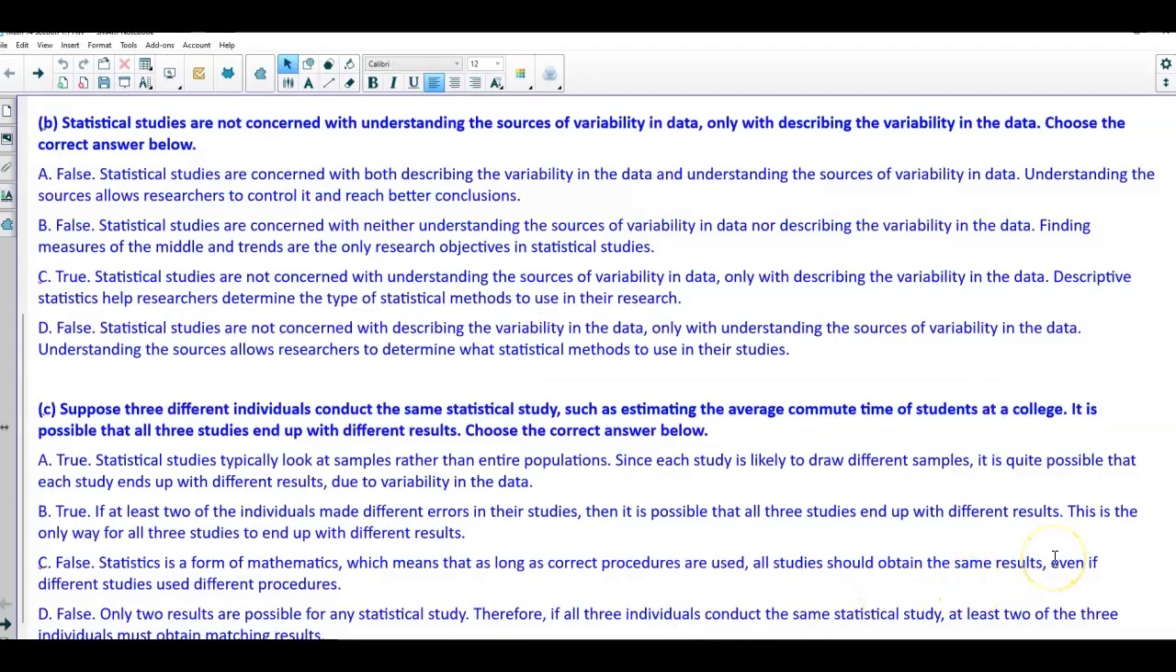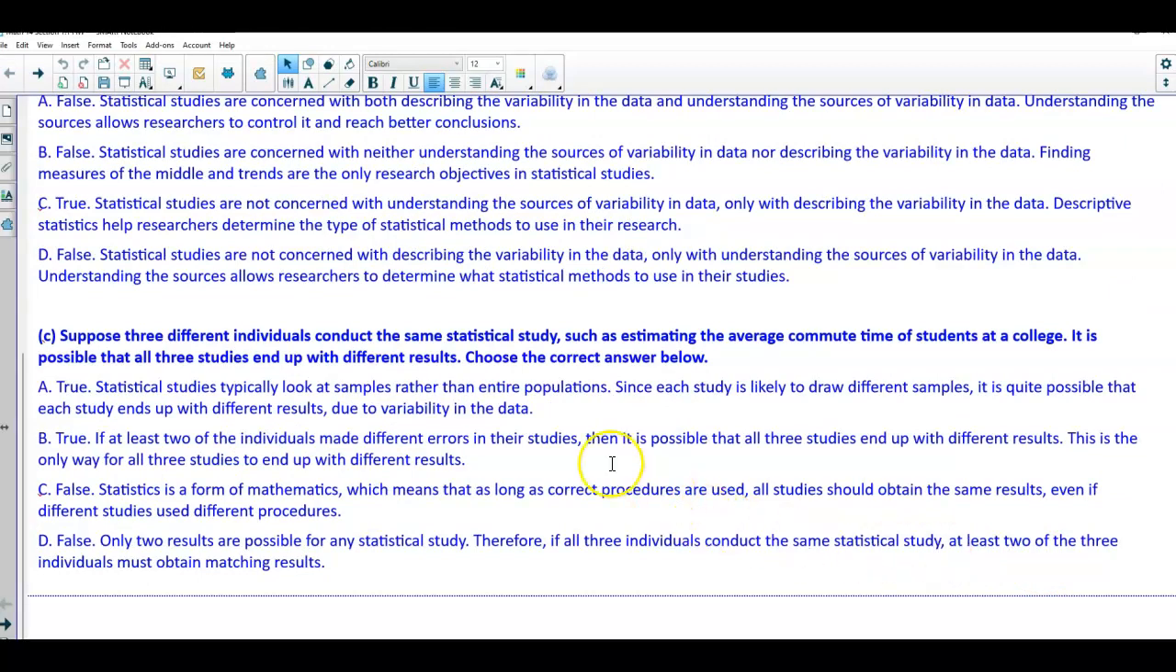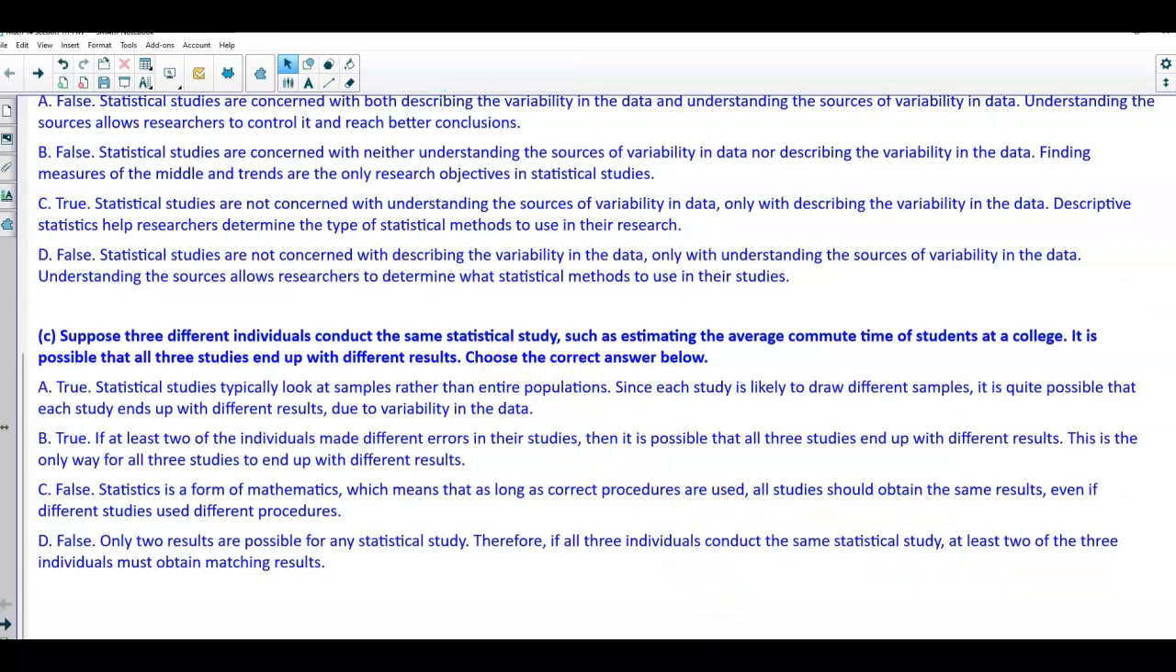Okay, it says, suppose three different individuals conduct the same statistical study, such as estimating the average commute time of students at a college. It is possible that all three studies end up with different results. Well, yeah, because all three of them are different, so we know it's going to be true. For part A, it says statistical studies typically look at samples rather than the entire populations. That's true. Since each study is likely to draw different samples, which is correct, it is quite possible that each study ends up with different results due to the variability in the data. That sounds like a great answer.